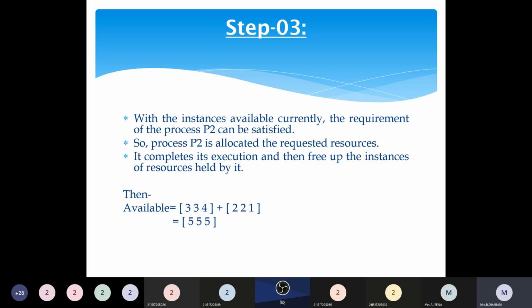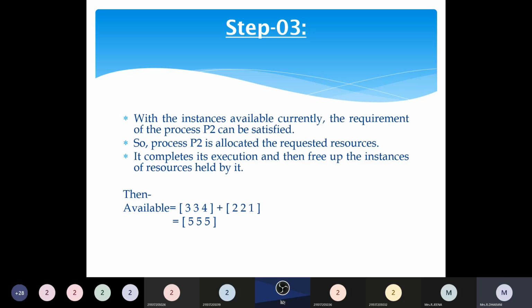So when you add these two, you get the availability which was initially available of all the resource types X, Y, Z. So 555. So now you have carefully allocated resources of all three processes, and which process ends at last? P2. Okay, now the system is also in a safe state.